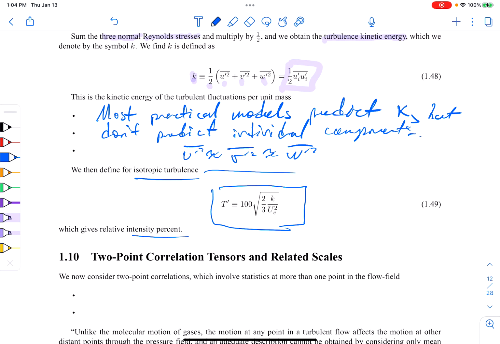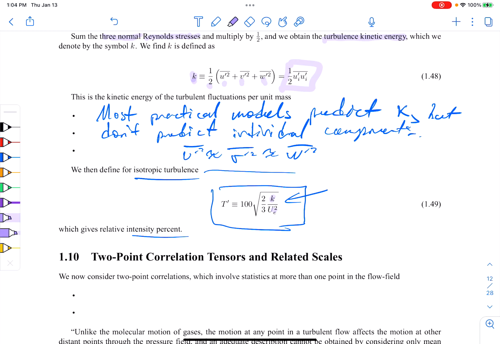When you go into a wind tunnel, you might ask, hey, what's the incoming turbulence intensity? And they'll give you this number. So what they'll do is they'll try and measure k with a probe in the tunnel for different speeds. And then they'll divide it by the incoming speed at the inlet of the tunnel, square it, multiply by 2/3, square root, and multiply by 100 to make it a percent.